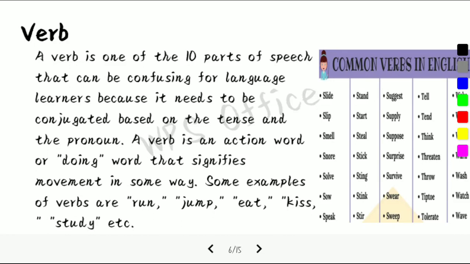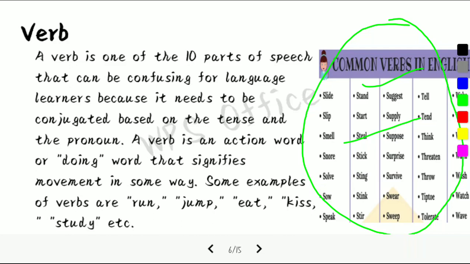A verb is an action word, or a doing word, that signifies movement in some way. Some examples of the verb are run, jump, eat, kiss, etc. I have given a chart here of some common verbs of the English language, where we can see slide, stain, slip, start, smell, steal, snore, stick, slow, string, sting, sow, stink, speak, say, different words. Those are the verbs. They show some action. They show some work.